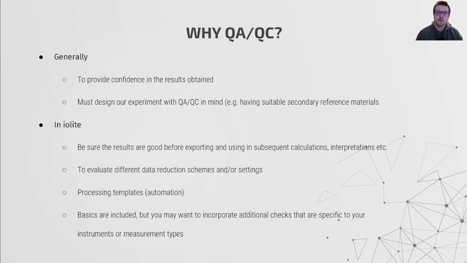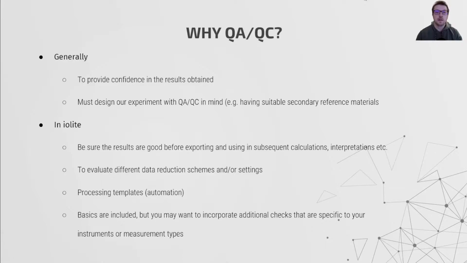There are a number of reasons to use the QAQC functionality of iolite. Ultimately, the reason to use QAQC modules in iolite is to be sure that your results are good before you export them and use them in subsequent calculations or interpretations. It can also be handy to have some QAQC data when it comes to submitting papers for review. Second, iolite allows you to calculate your results in a variety of ways using different settings. Using a QAQC module is a quick way to check whether the changes have made an improvement or not.